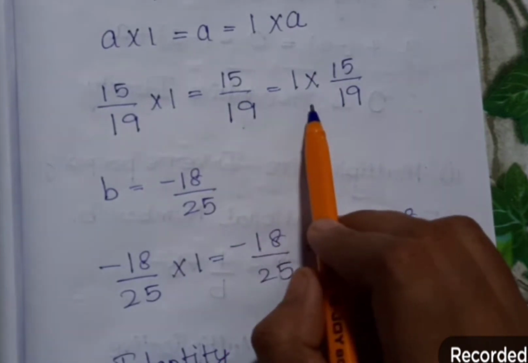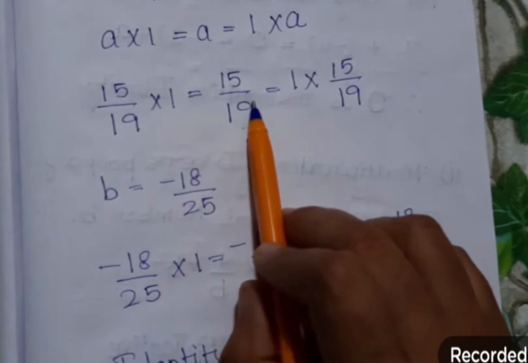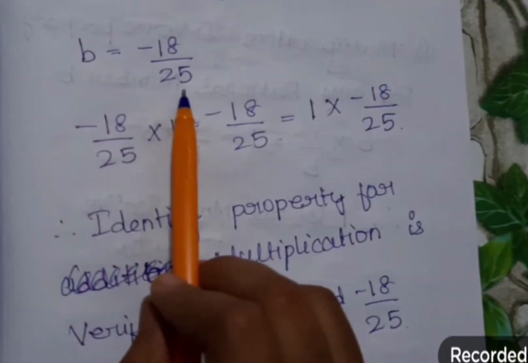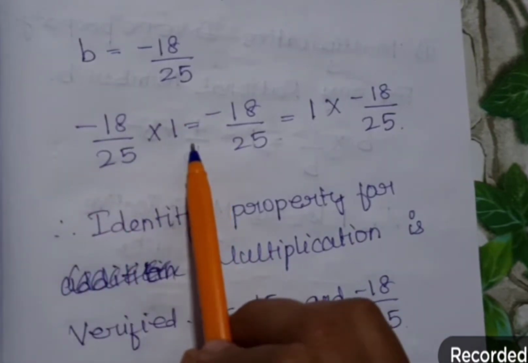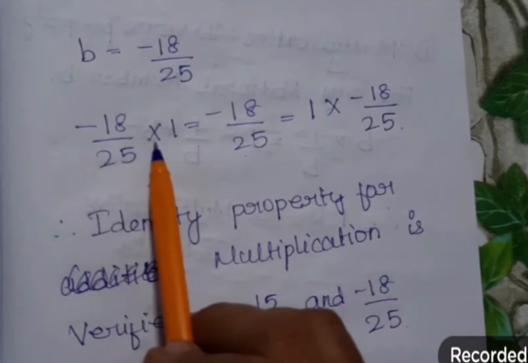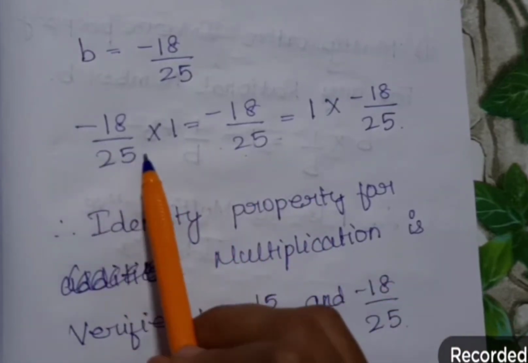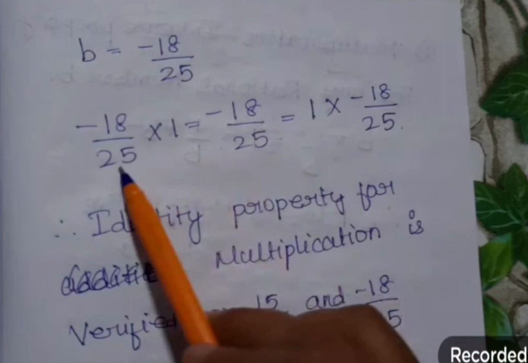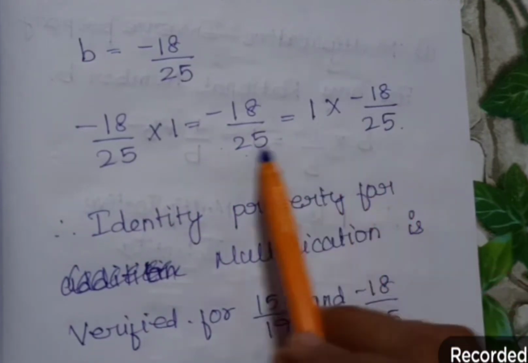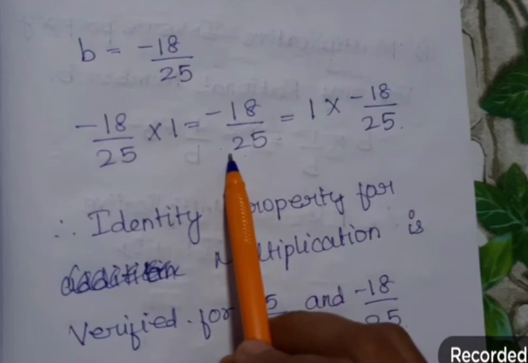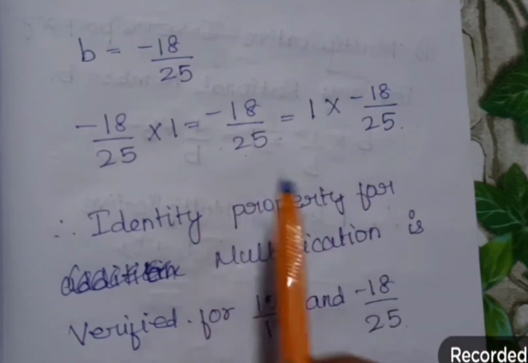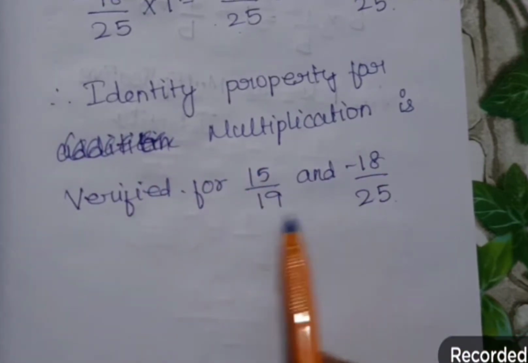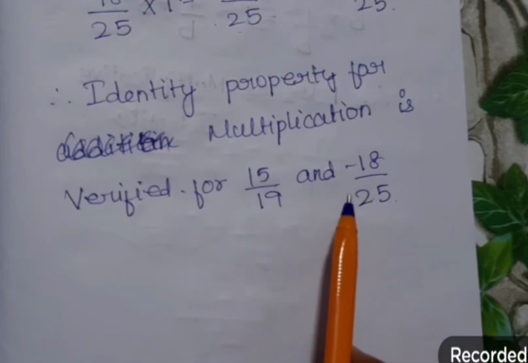So the first part we completed. The second part is minus 18 by 25. Same way, identity for multiplication: minus 18 by 25 into 1 equal to minus 18 by 25. 1 into minus 18 by 25, the same answer you are getting. So it is very, very easy. Finally you can write the statement: identity properties of multiplication is satisfied, or verified, for 15 by 19 and minus 18 by 25.